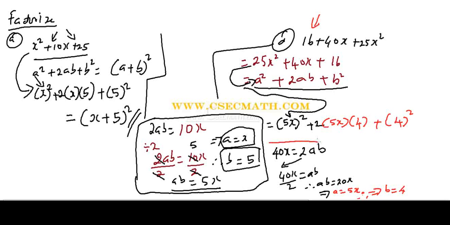So the information that I just displayed here is for you to understand, and it is not mandatory for you to show these things in the problem. So that would be equal to a, that is 5x, positive b, that is 4 the whole squared. Hence the factorization of the given quadratic into a perfect square is achieved.